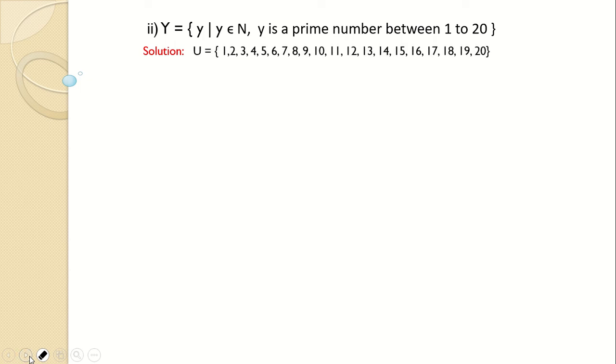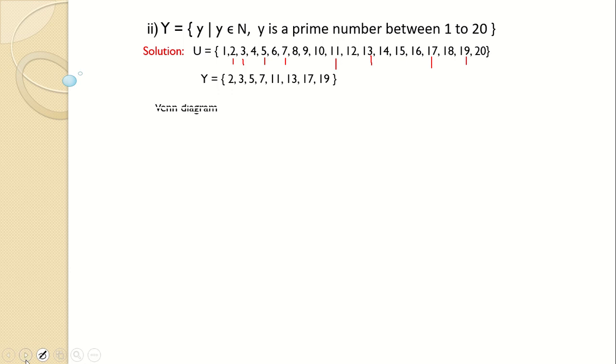Okay, so out of this 1 to 20, which are prime, let us see. 1 is neither prime nor composite, right? 2 is prime, 3 is prime, 5 is prime, then 7 is prime, then 11, 13 are prime, then 17 is prime and 19 is prime. So all these which are marked with red are prime numbers. So we will write the set Y: 2, 3, 5, 7, 11, 13, 17 and 19.